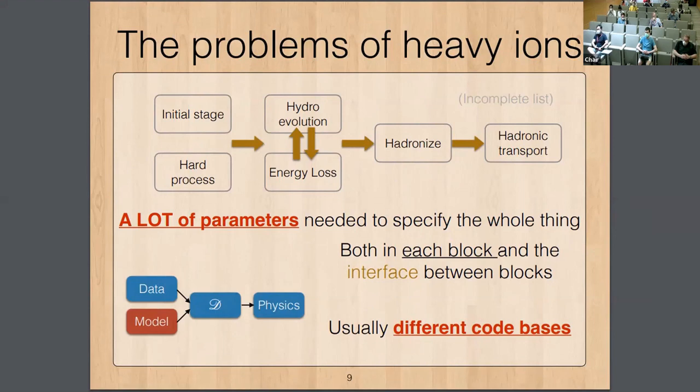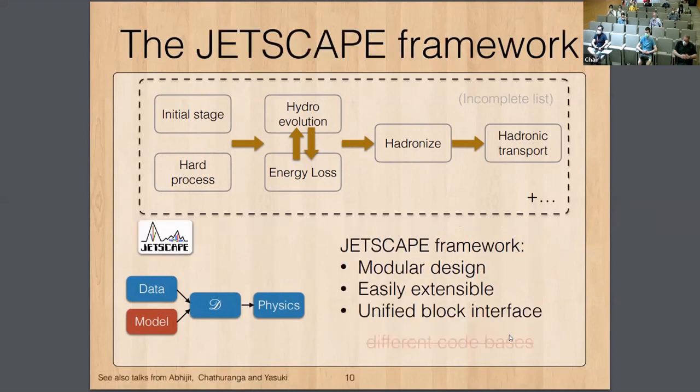And so for this second problem of the code, this is where JETSCAPE comes in. As has been discussed many times already, JETSCAPE is a framework that provides a modular design, and it provides the interface for different pieces to fit together nicely. And now that we have this framework, it's much easier for a small number of people to run the whole thing without having to worry too much about dealing with the specifics of different code.